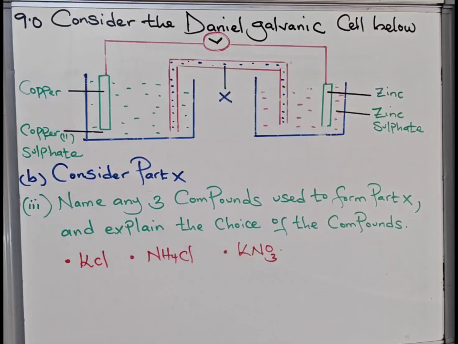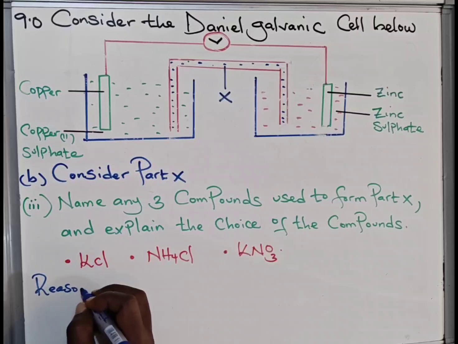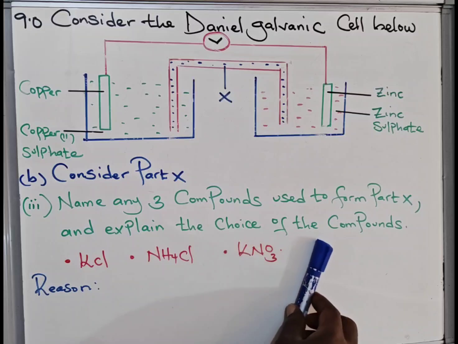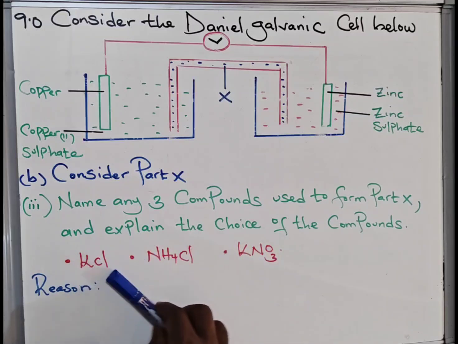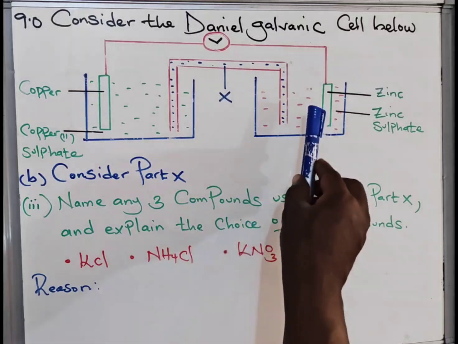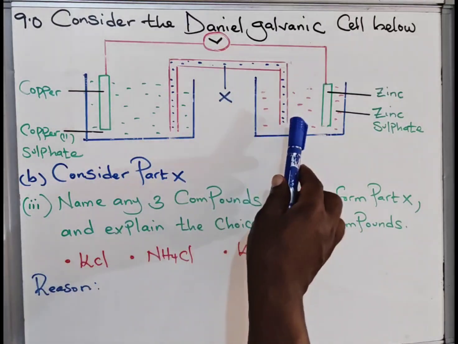The question is, why these compounds? What's the reason for the choice of these compounds? The reason is that these are electrolytes, but they are inert. Inert means they do not react with the electrolytes in the half cells.